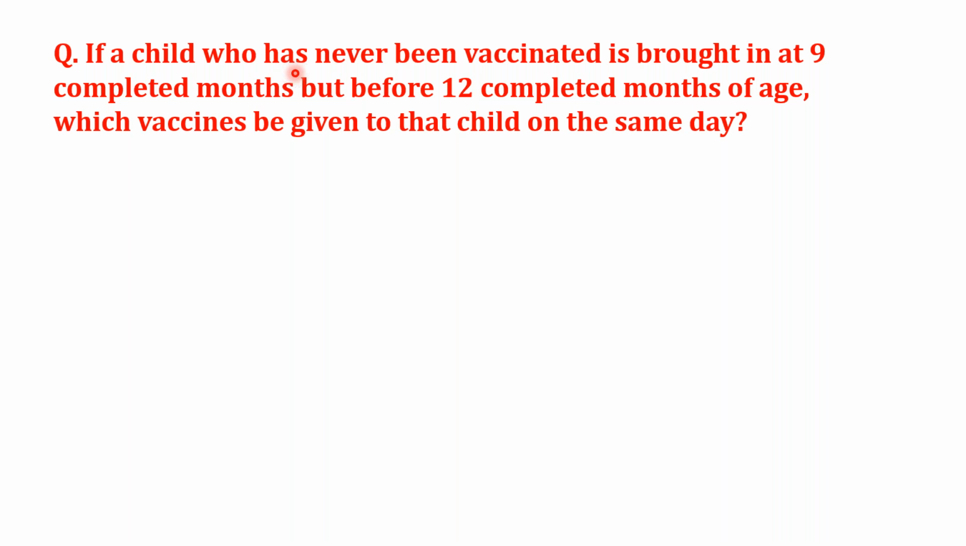If a child who has never been vaccinated is brought in at 9 completed months but before 12 completed months of age, which vaccines can be given to that child on the same day? So the child has come at, say, 10 months of age and has not received any vaccines till now. Then what vaccines do you need to give to the child? Yes, waiting for your answers. So a 10-month-old unimmunized child comes to you for vaccination. What vaccines will you give to the child that day? What do you think?